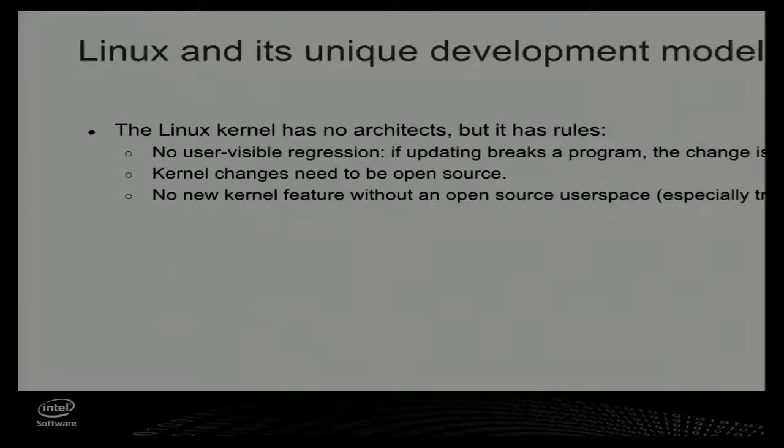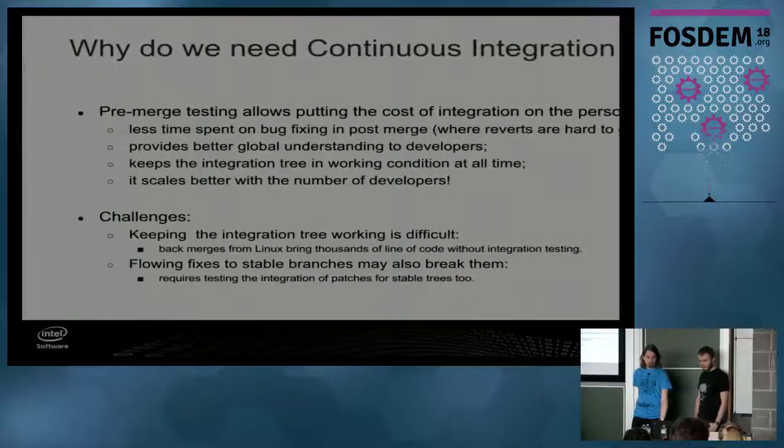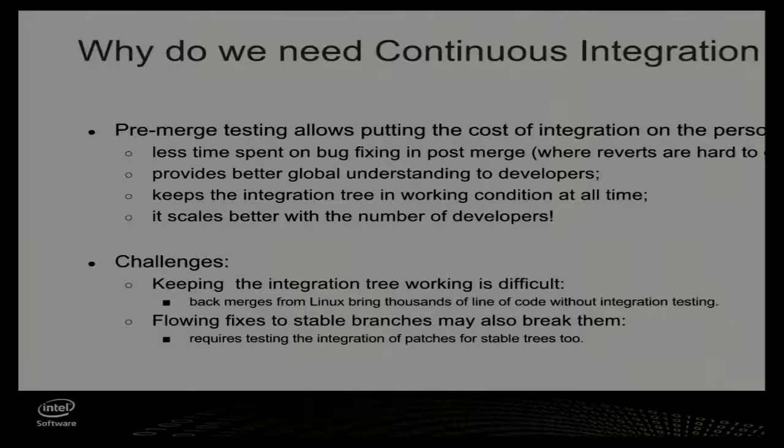The first one, and the strongest one, is that there should not be any user-visible regressions. So whatever new kernel you would have, it's not allowed to not work as well as it used to. That is a strong requirement from Linux that is very hard to actually enforce when you've got a lot of hardware. Then, of course, the kernel changes need to be open source, fair enough. And the kernel features cannot land unless you've got a user space that goes with it. Those are the general rules of Linux. Not all of them are problematic for us. The problem is the first one.